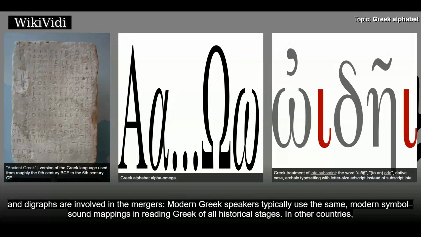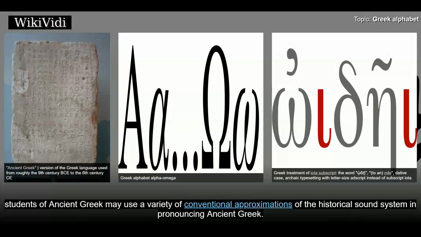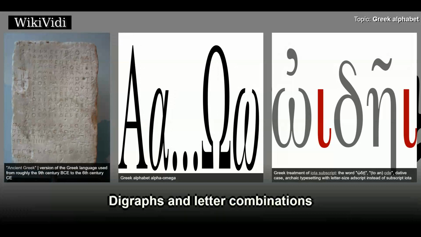Modern Greek speakers typically use the same modern symbol-sound mappings in reading Greek of all historical stages. In other countries, students of ancient Greek may use a variety of conventional approximations of the historical sound system in pronouncing ancient Greek. Digraphs and letter combinations.